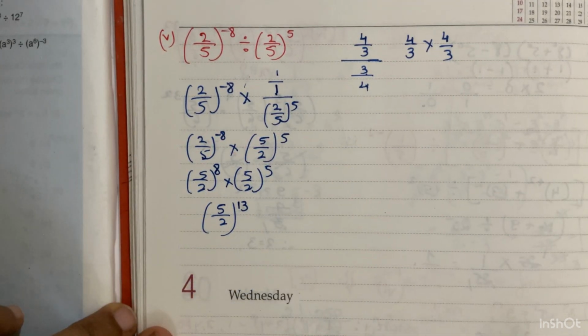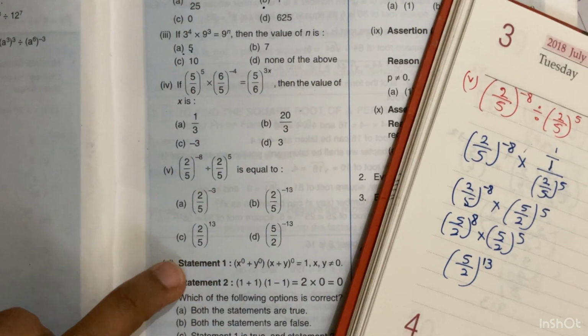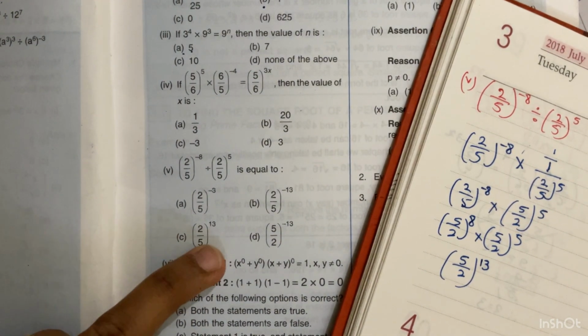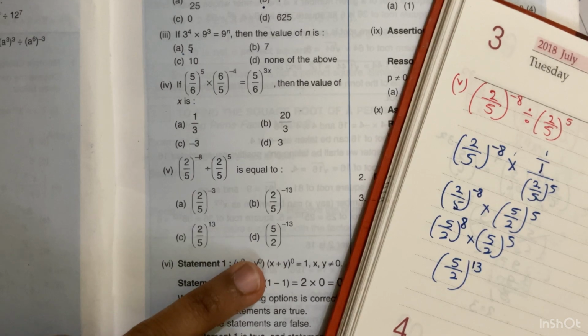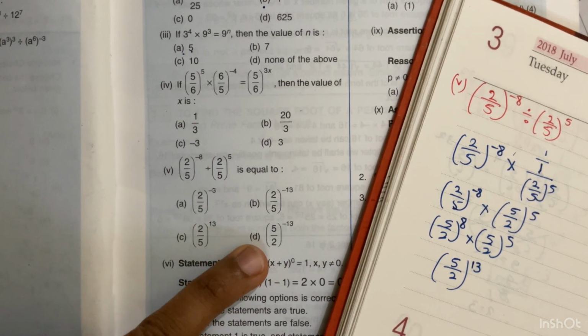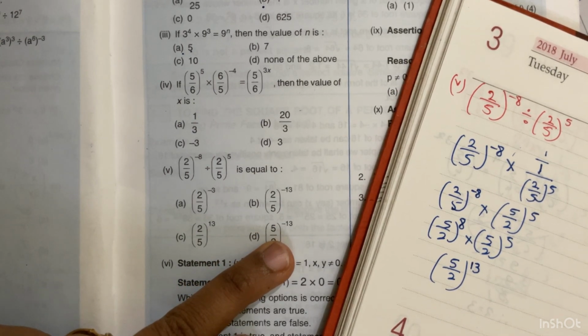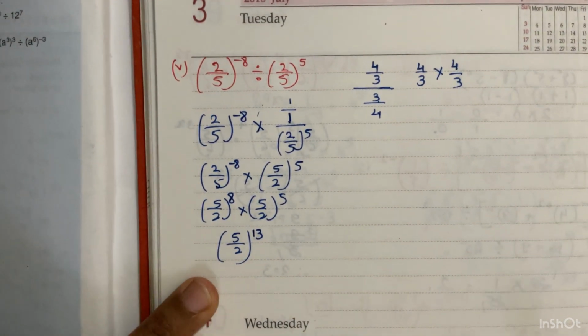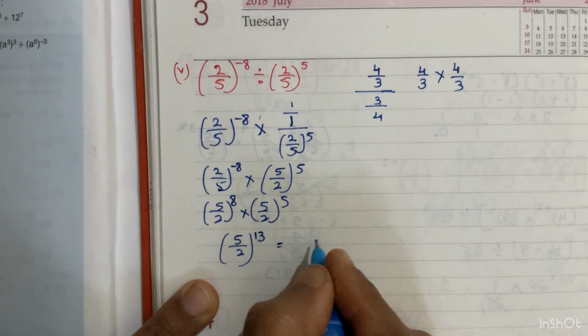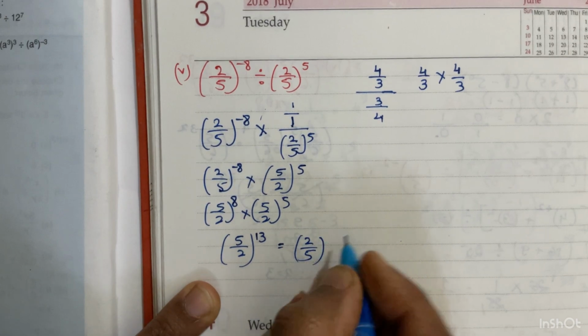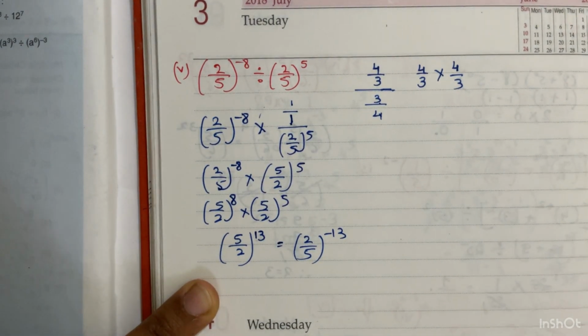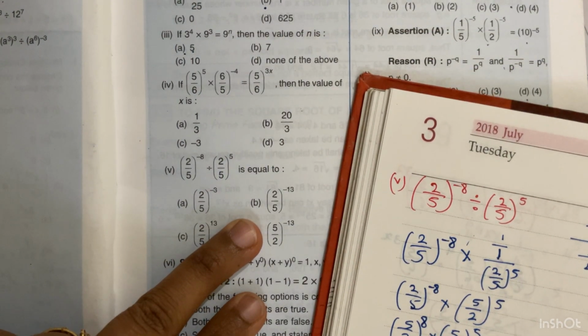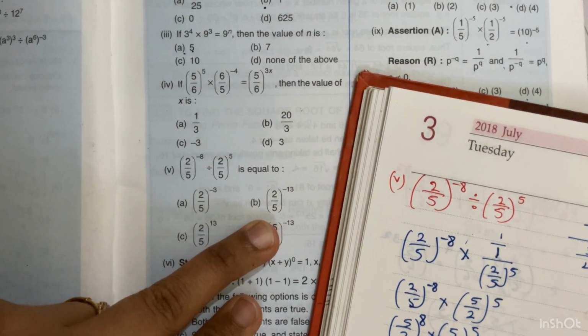Now let's check the options for this. Okay, we got 5 by 2 raised to the power 13, but we don't have any like a 5 by 2, we are having, but its power is in the negative form. So what if I do the reciprocal of this, like 2 by 5 raised to the power, then I'll get minus 13. Okay, then we will have the option B, that is 2 by 5 raised to the power minus 13.